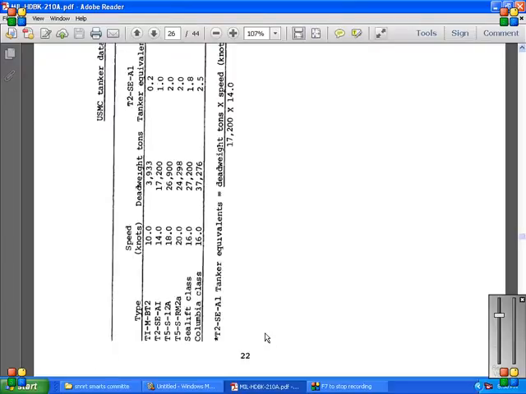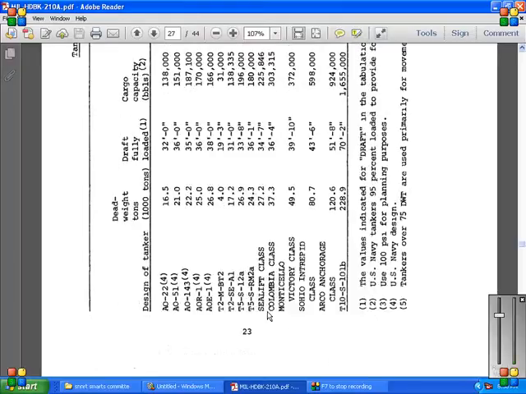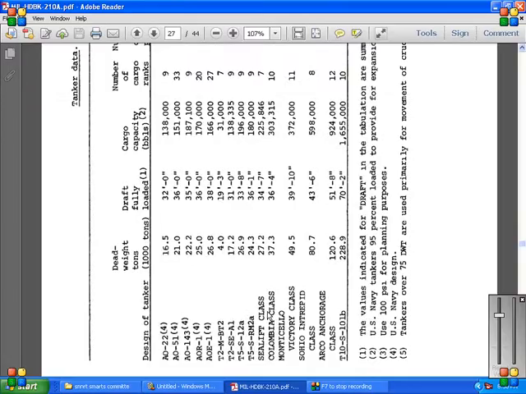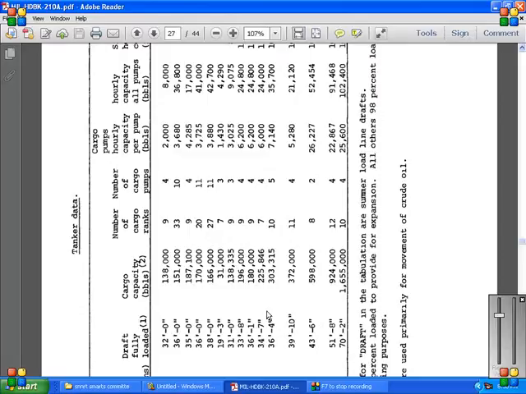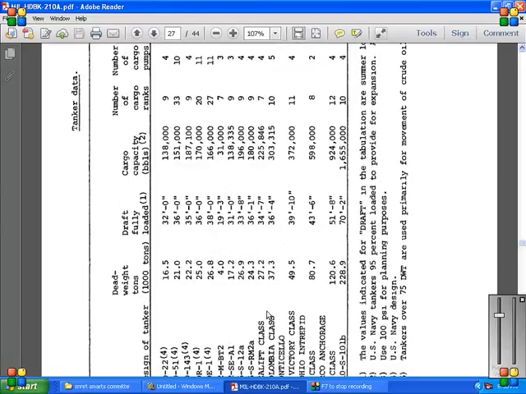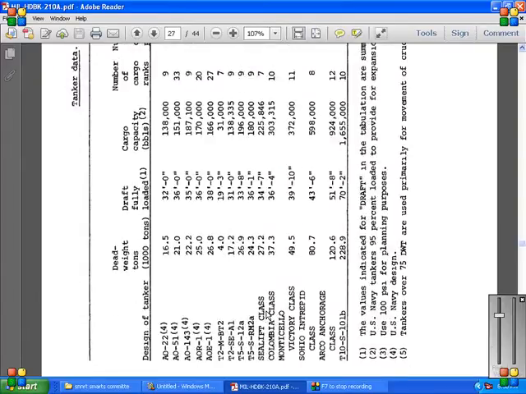The variables indicated are from the draft, the tropical and summer load line drafts. U.S. Navy tankers are 95% loaded to provide for expansion, and all others are 98% loaded. Use 100 psi for planning purposes. Navy design tankers over 75,000 deadweight tons are used primarily for movement of crude oil.